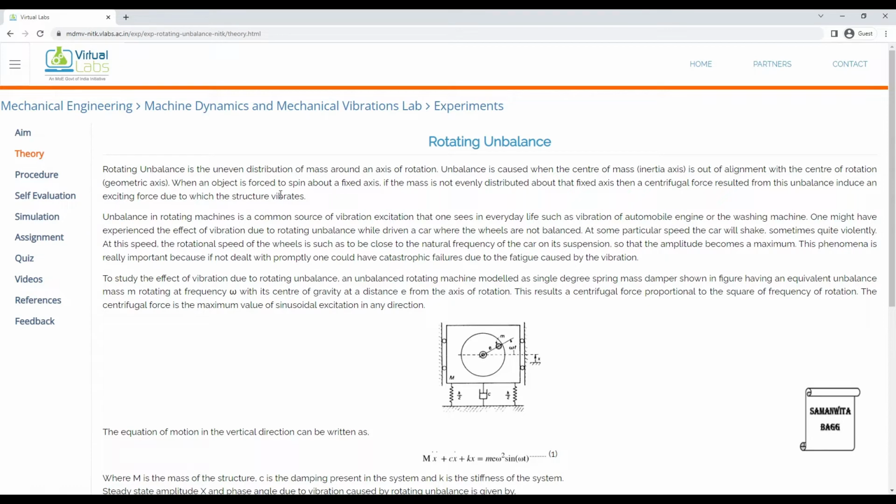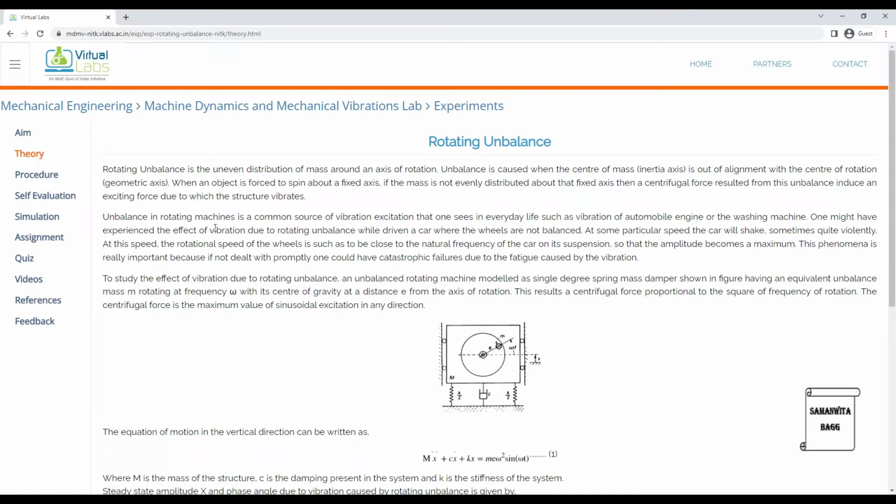When an object is forced to spin about a fixed axis, if the mass is not evenly distributed about that fixed axis, then a centrifugal force resulting from this unbalance can induce an exciting force due to which the structure vibrates. As it is written here, this mass is now going to create a centrifugal force of its own, and this will be a disturbing element for the entire body. So the structure is going to vibrate because of this force.